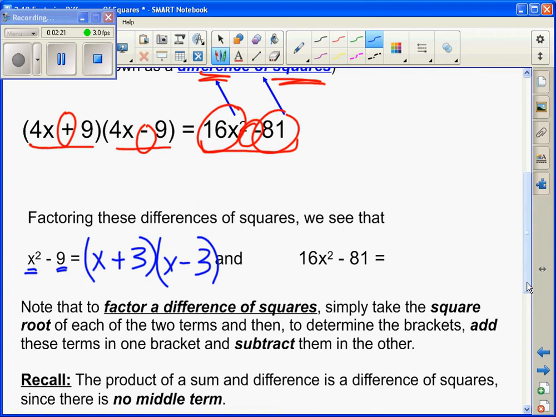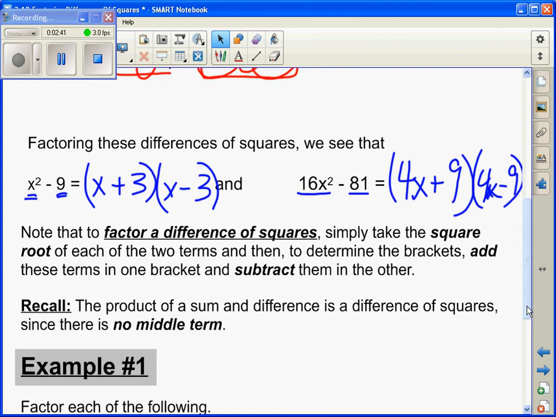And the same thing goes for the example that we just saw above. The square root of that is actually going to be 4x, and the square root of that is going to be 9. So one of them is going to be a plus, and one of them, as I run out of space here, is going to be a minus.